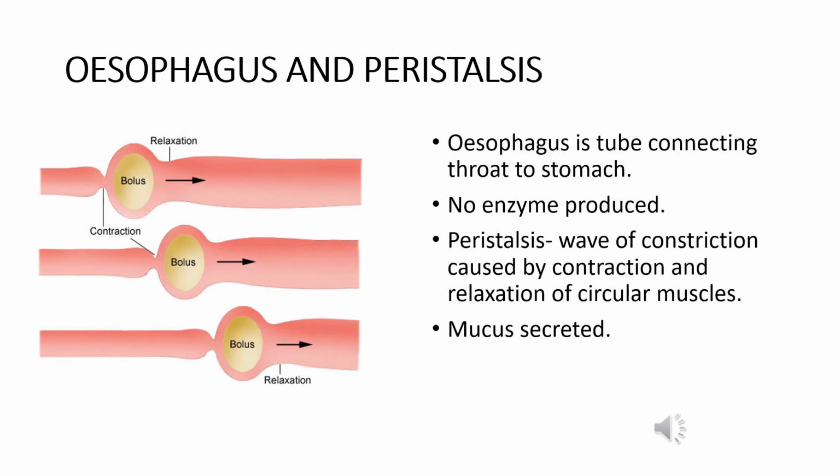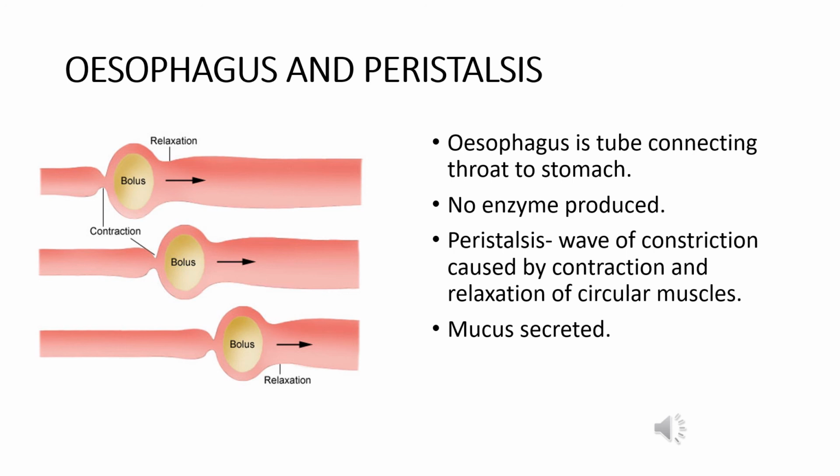Next, the food from the mouth through the pharynx has been traversed into the esophagus by the process of swallowing. Now the food moves through the esophagus by a process called peristalsis. Peristalsis is a process of movement which includes intermittent contraction and relaxation of the wall of the esophagus with the help of the circular muscles present in the esophageal wall.